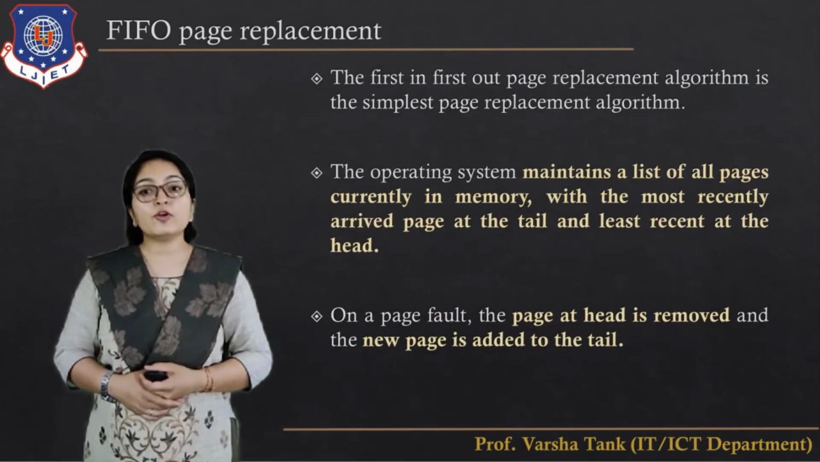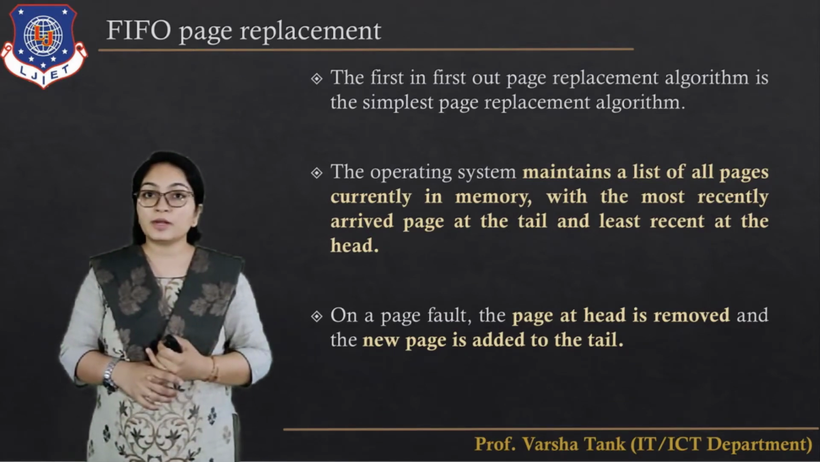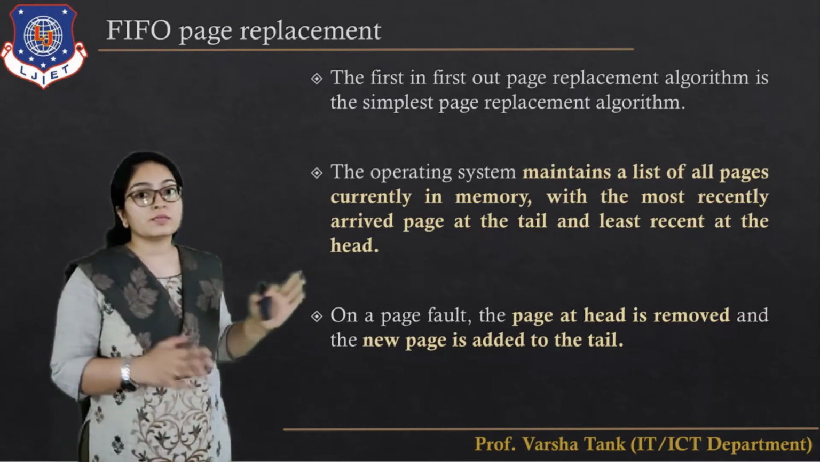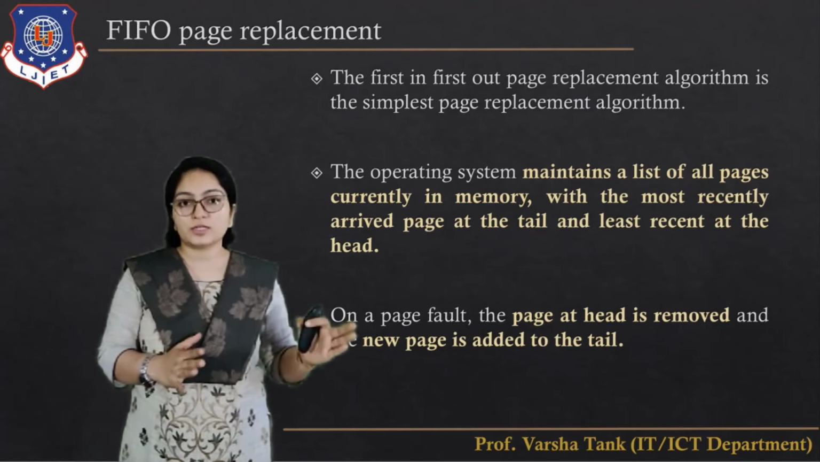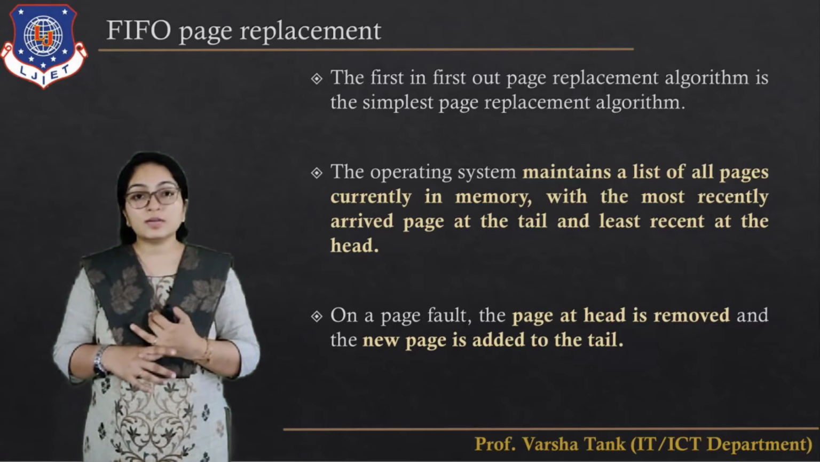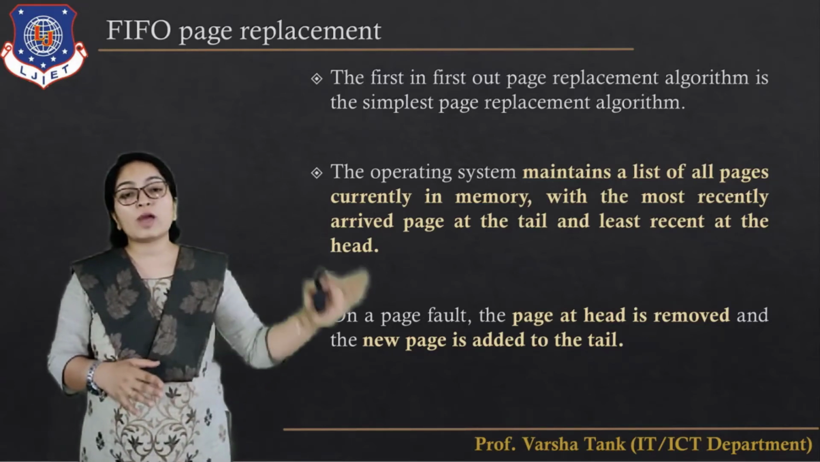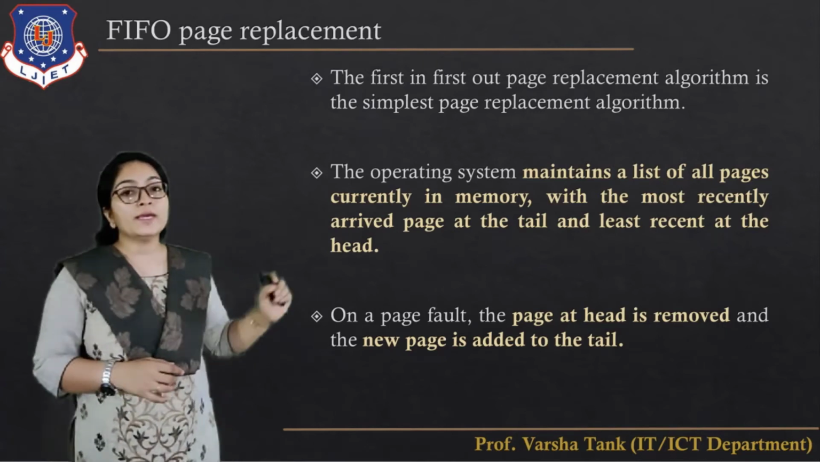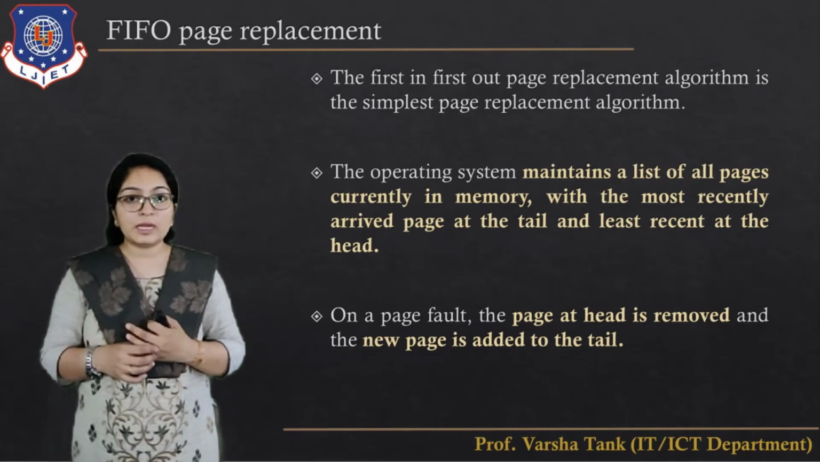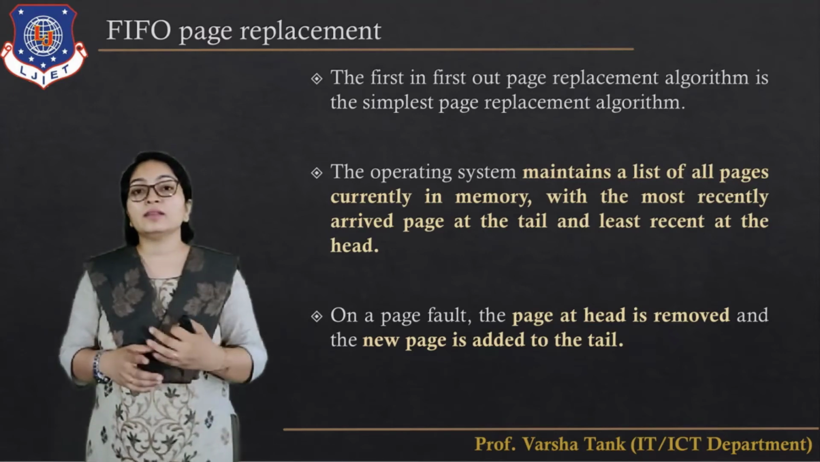So first of all, the FIFO page replacement algorithm. The first in first out page replacement algorithm is the simplest page replacement algorithm. All of you are aware of this FIFO mechanism, first in first out. Already you have learned it in data structures. First in first out means whatever page is loaded first will be swapped out first. Got it? The operating system maintains a list of all the pages currently in memory, with the most recently arrived page at the tail and the least recent at the head.